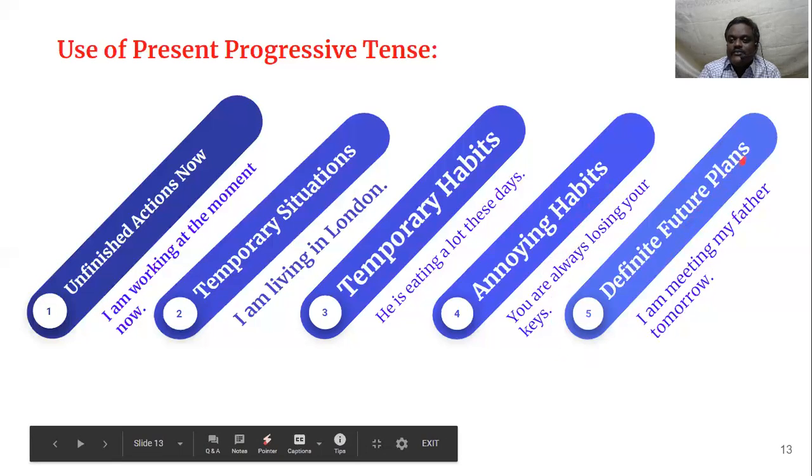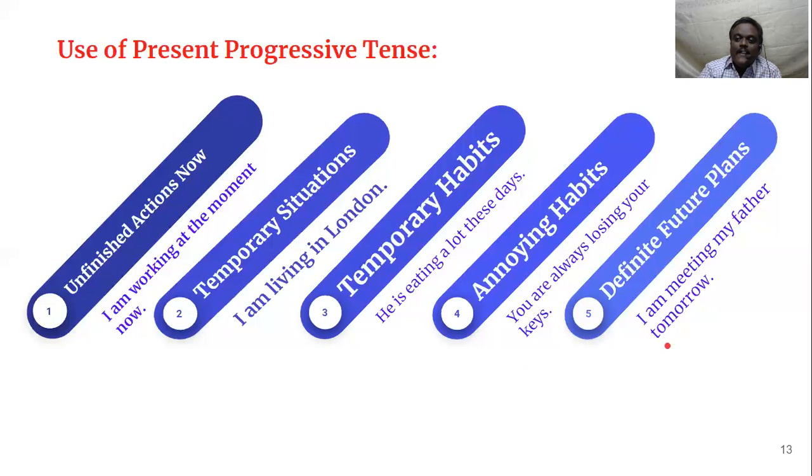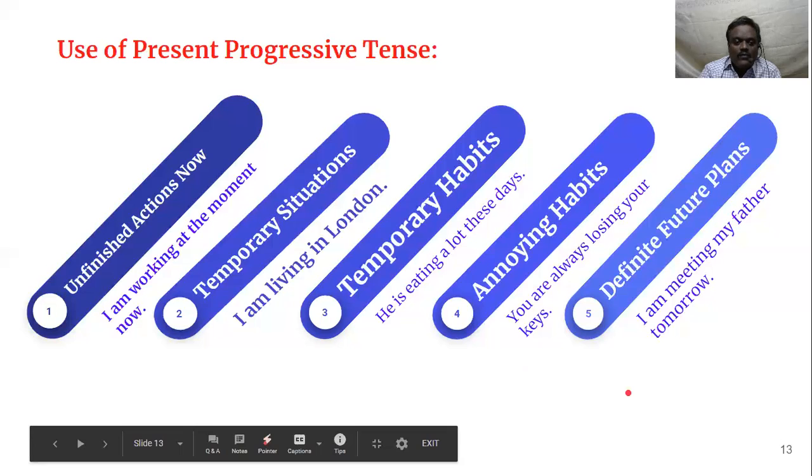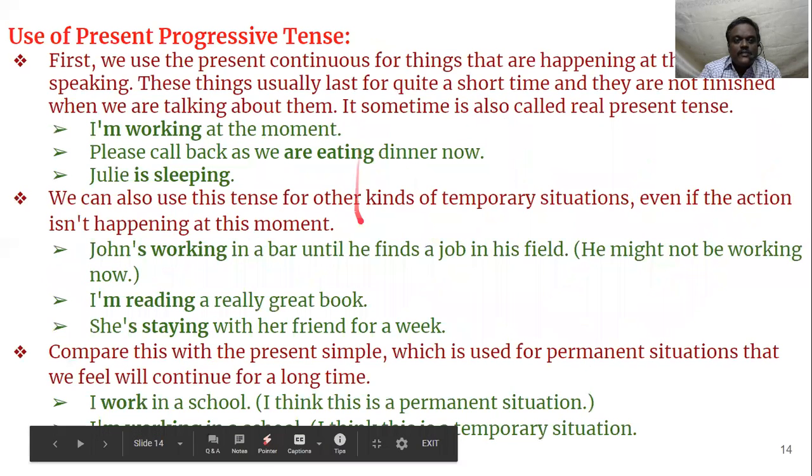Then definite future plans. See, I told you, scheduled events are explained in simple present, whereas definite future plans are when you plan something and you are very sure you are going to do that. Okay, it is not scheduled as such. So then you say, I am meeting my father tomorrow. Then let us see some rules for the use of present progressive tense.